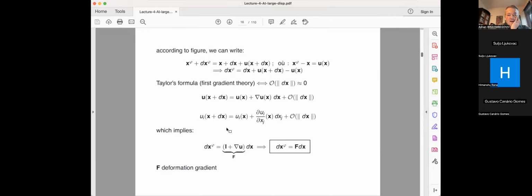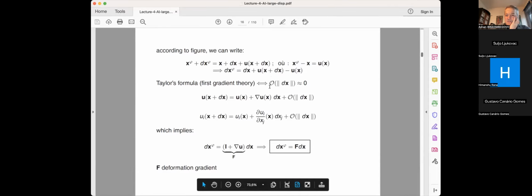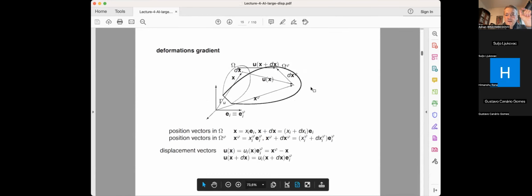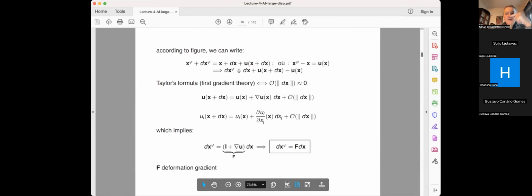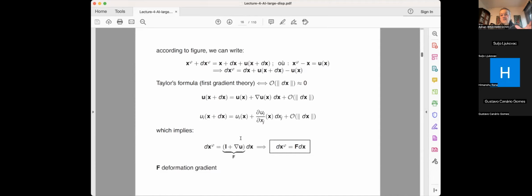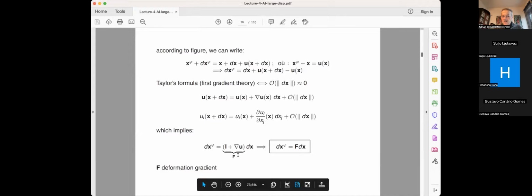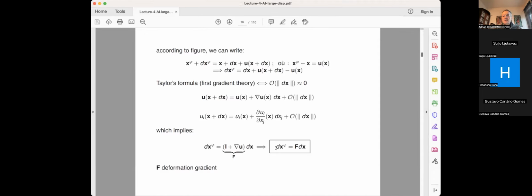So basically, if I take this result into here, and I cancel plus u of x and minus u of x, I can pull out dx that multiplies both of these terms, and finally I write the dx phi, which is the infinitesimal vector in the deformed configuration, with respect to the infinitesimal vector in the initial configuration. It is connected with the object which is called the identity tensor plus the displacement gradient tensor, and you call this the deformation gradient. So the first result of interest for this development is that if you want to transfer dx to dx phi, you simply multiply it by the deformation gradient tensor F.